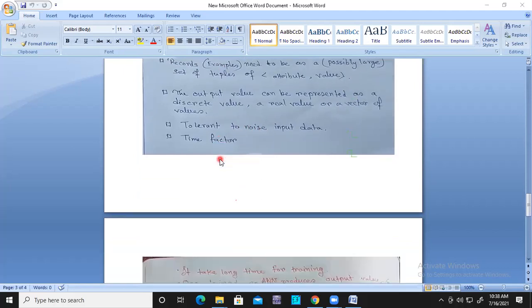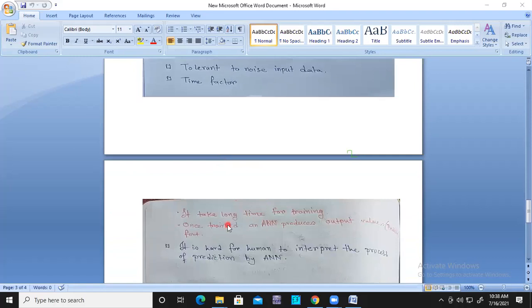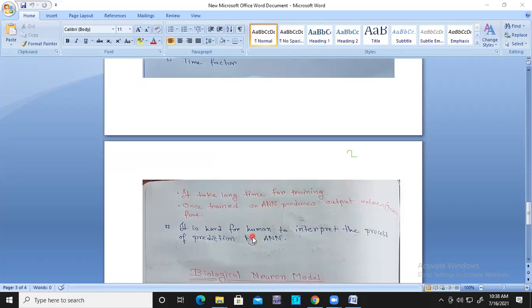And it needs some time, because it takes a long time to train, because lots of sets of programs you have to introduce, not one set of program. But once it is trained, then it will take very little time to execute. This is the main feature.